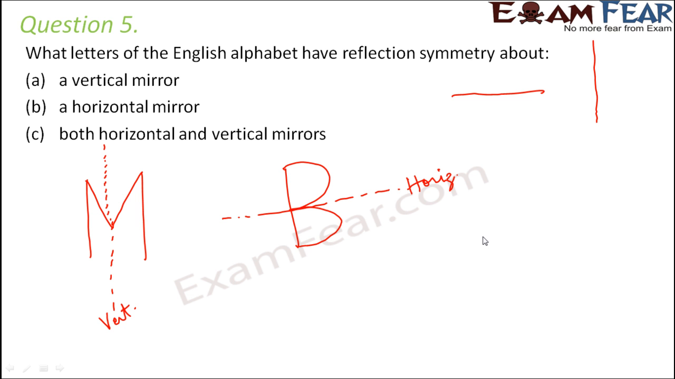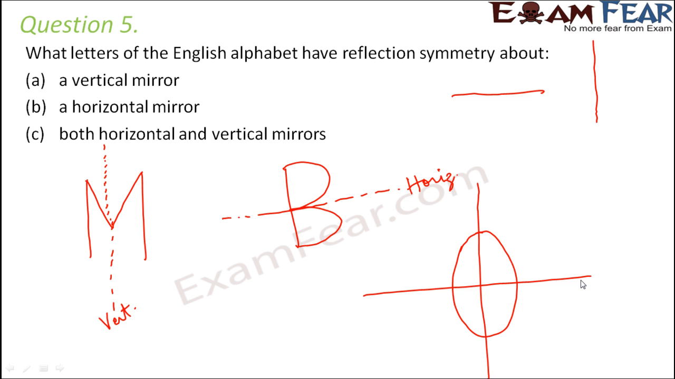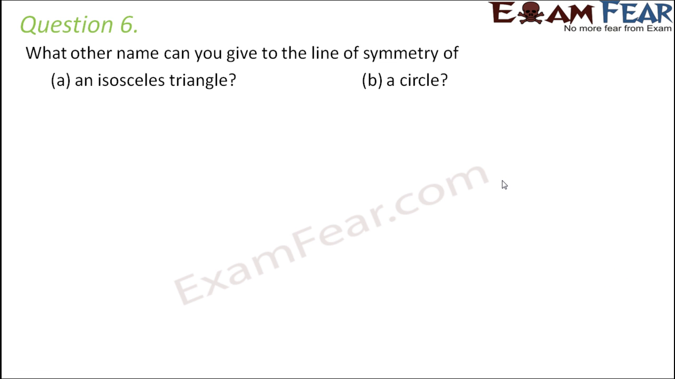Think of the letter O. So when you think of O, vertical line of symmetry also divides it into 2 equal halves. Horizontal line of symmetry also divides it into 2 equal halves. So this has both vertical and horizontal line of symmetry. Question number 6. What other name can you give to the line of symmetry of an isosceles triangle?